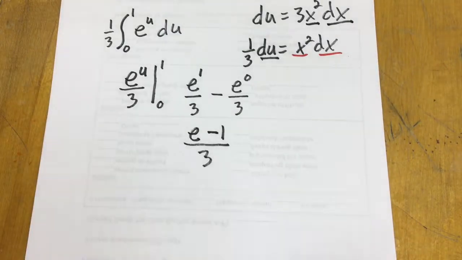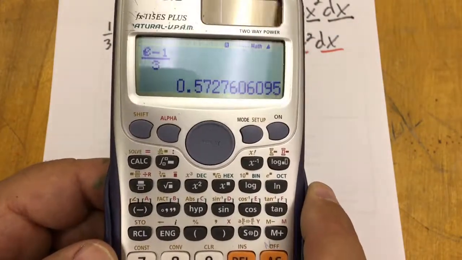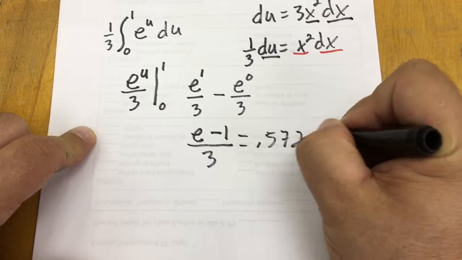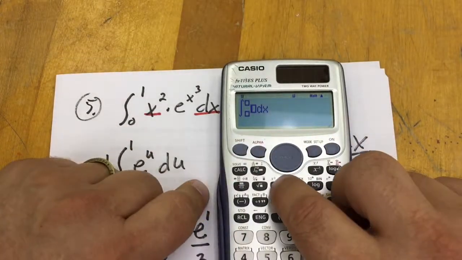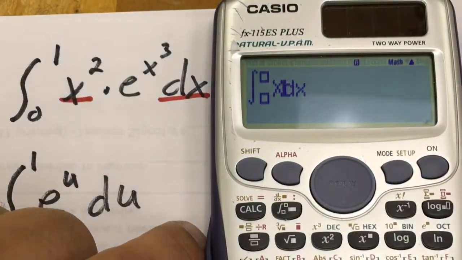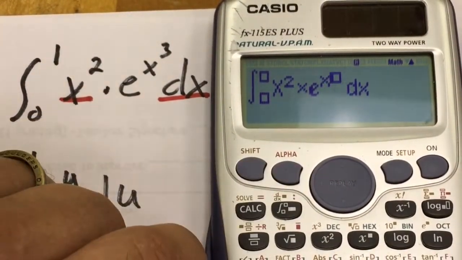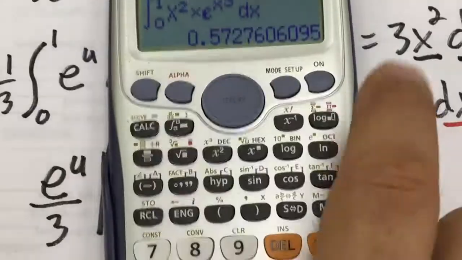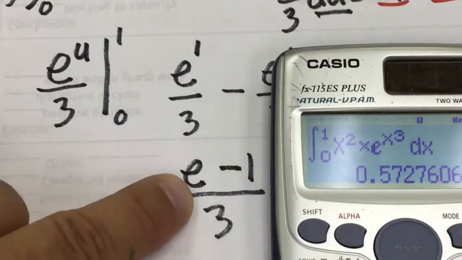And let's see what that equals. E minus 1 over 3 is approximately equal to 0.5728. Let's try this one on the Casio from the beginning. Integral of x squared times e to the x cubed from 0 to 1. And yes, it matches up. It matches up. But notice you have to use the calculator to get that decimal equivalent. Most teachers would want it in exact form.